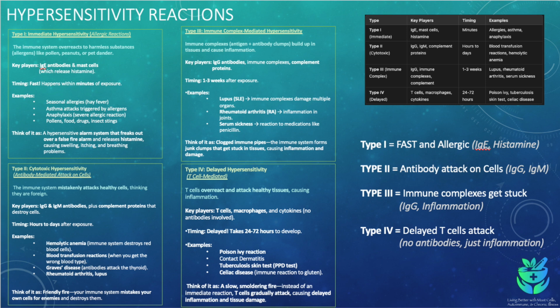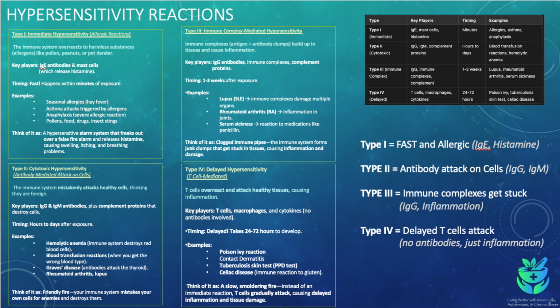Type 2 hypersensitivity reactions are antibody-mediated attack on cells. The immune system mistakenly attacks healthy cells, thinking that they are foreign. The key players are IgG and IgM antibodies, plus complement proteins that destroy cells. And the complement proteins, that is your complement system kicking in. The timing is hours to days after the exposure.